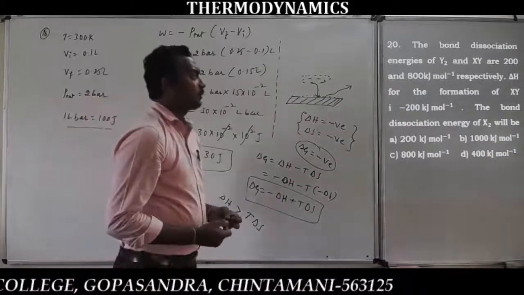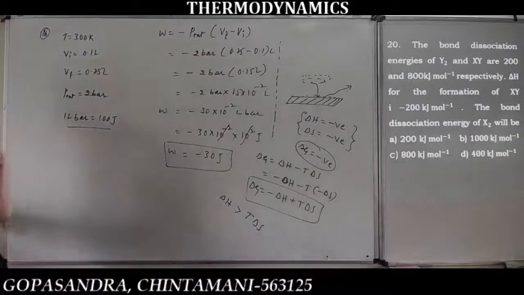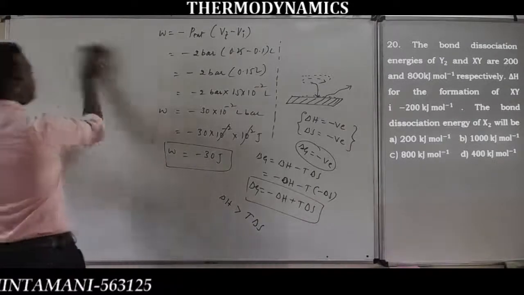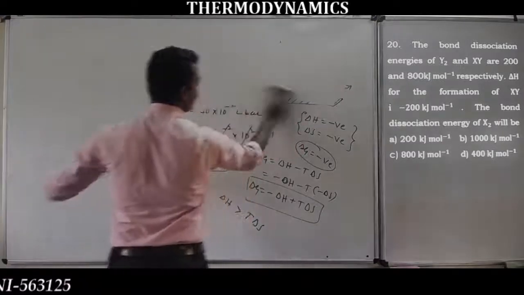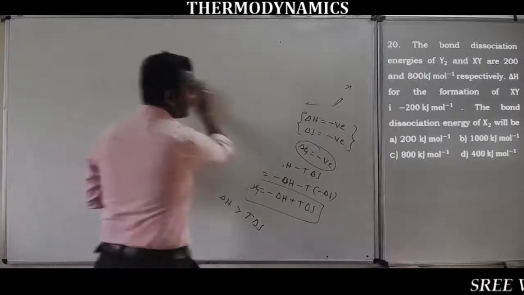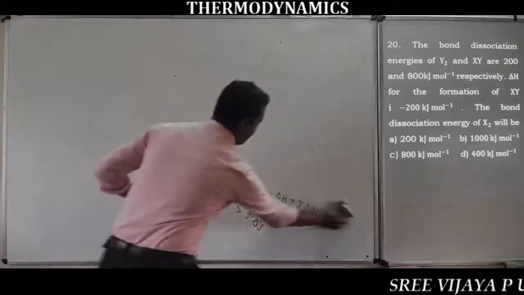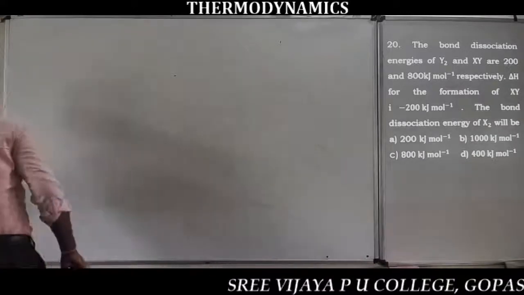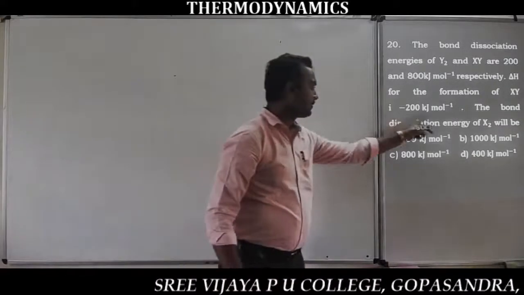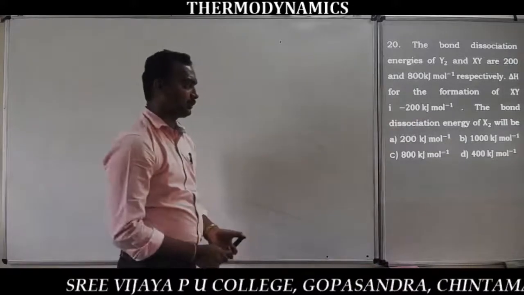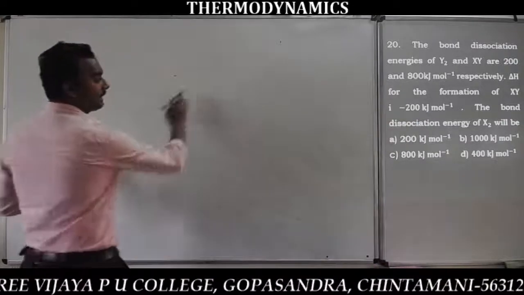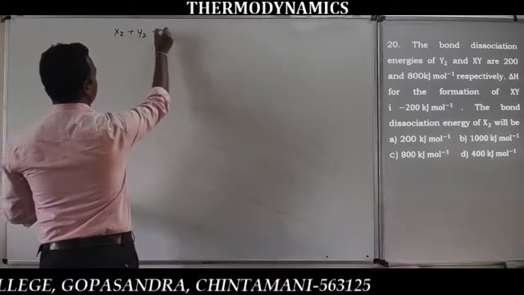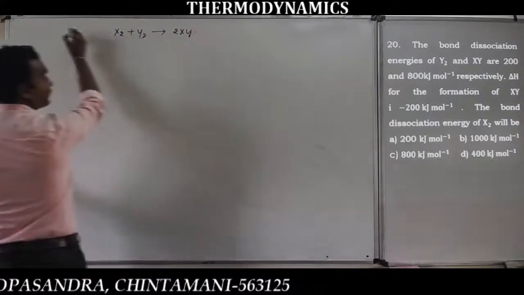ಎಸ್, the bond dissociation energies of XY2 Y2 and XY are 200 and 800 kilojoule per mole respectively. Delta H for the formation of XY is minus 200 kilojoule per mole. The bond dissociation energy of X2 will be ಅಂತ ಹೇಳಿದ್ರೆ. So what is the equation we are going to write? That is the equation X2 plus Y2 converted into 2XY. So this is question number 20.